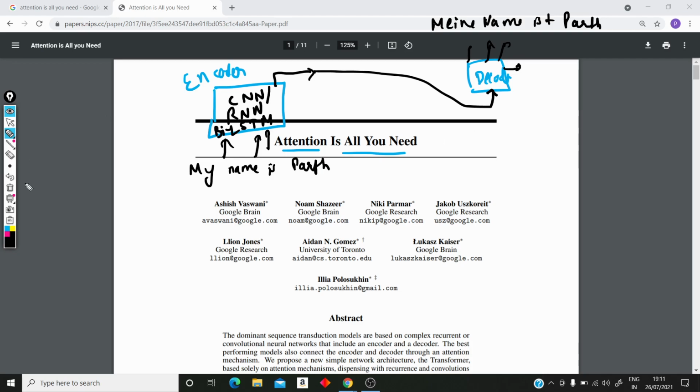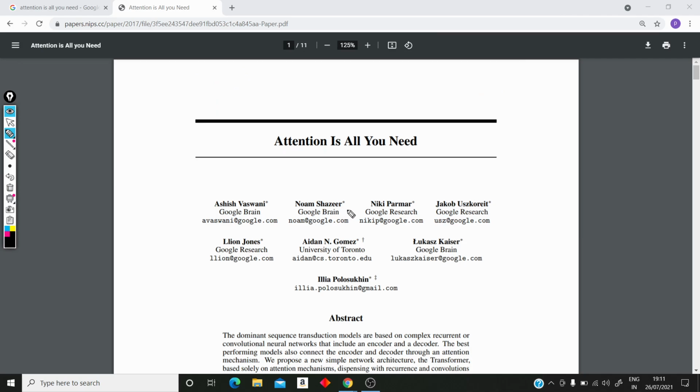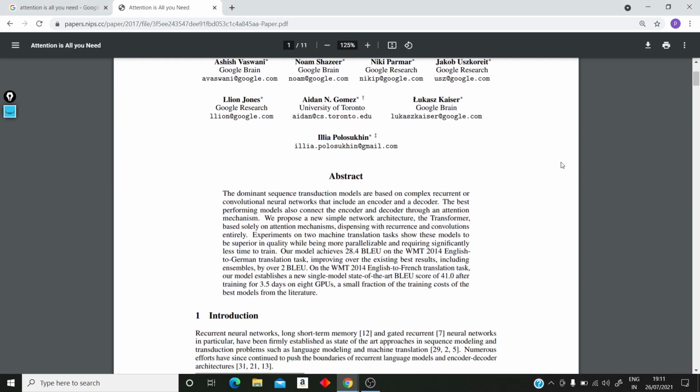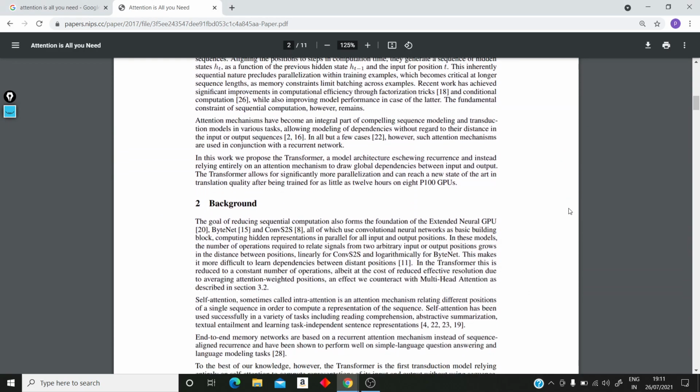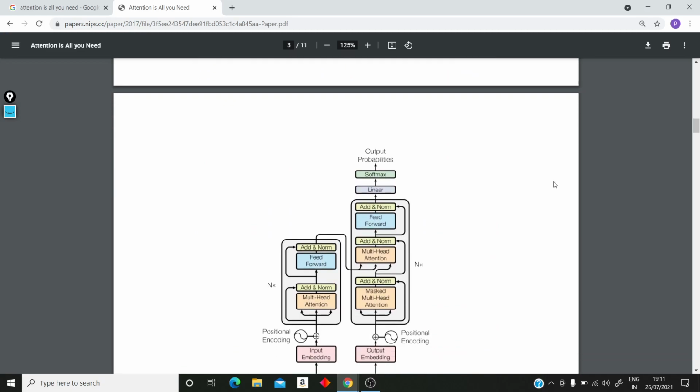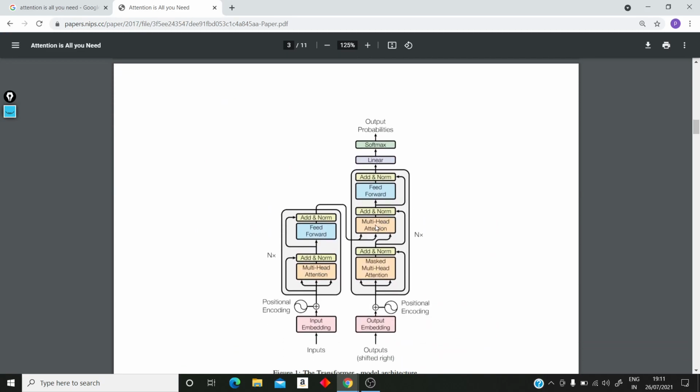This is what they try to explain through this paper: why attention is the most useful thing in language translation. I'm particularly targeting language translation because the paper I'm discussing revolves around language translation. So let's try to see what they have done here. What they did is this architecture, and I'll try to unwrap all the blocks.